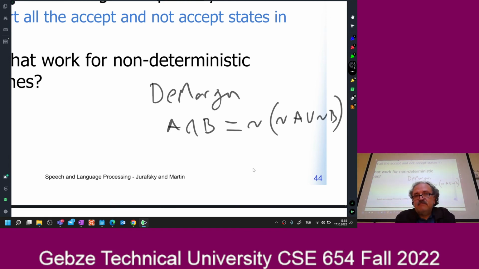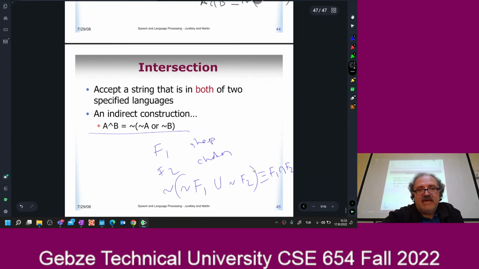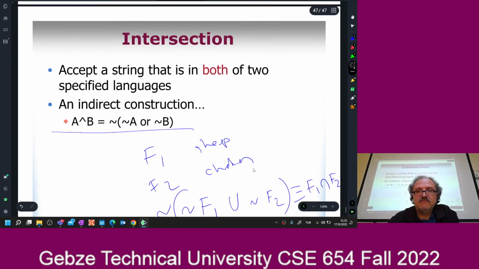Okay? So with this negation, I can do that. So that's the intersection. That's the intersection. Good? So to make it simpler, with few steps, few states.